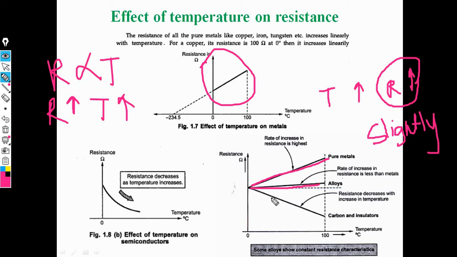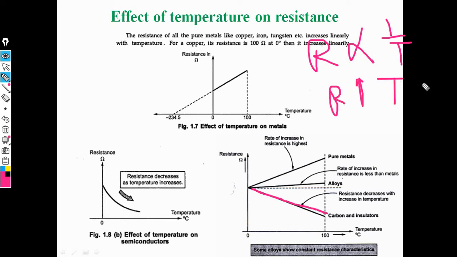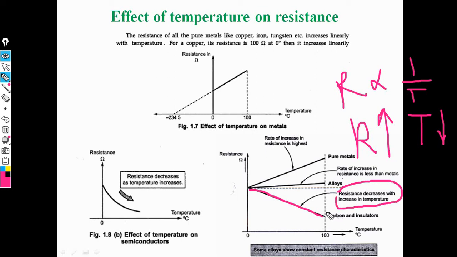Then next is carbon and insulator. Here, both are inversely proportional in carbon and insulator, that is, resistance is inversely proportional to temperature. Sorry, the value of resistance decreases as temperature increases. In carbon and insulator, when the value of resistance increases, the temperature value decreases, because both are inversely proportional to each other. And this is for carbon and insulator.